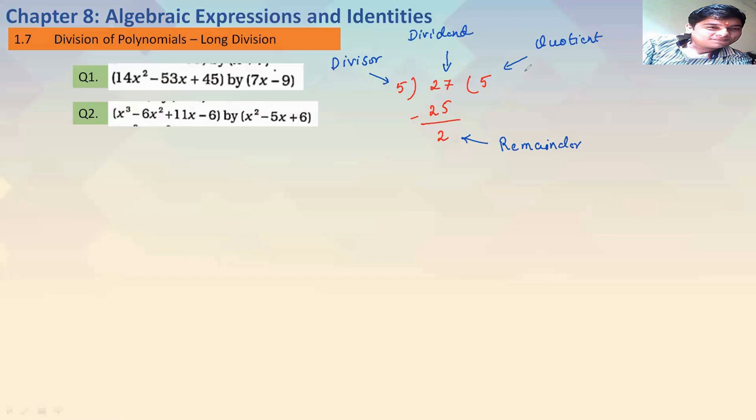Why did we stop at 2? Because 25 was the last number, and 2 was the remainder. If we go further, we would have to apply decimals to find the answer. We stopped at 2 because 2 is smaller than 5. There is no point in going any further. Right?